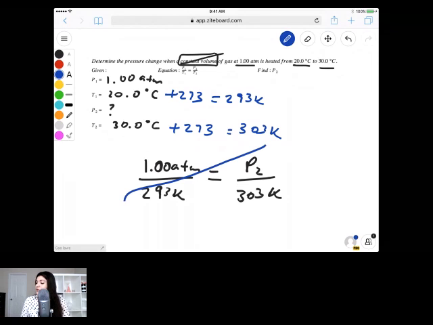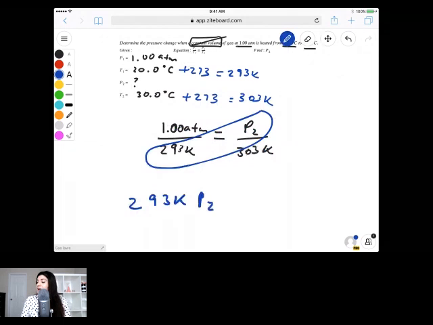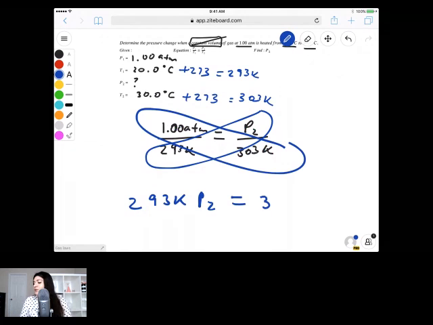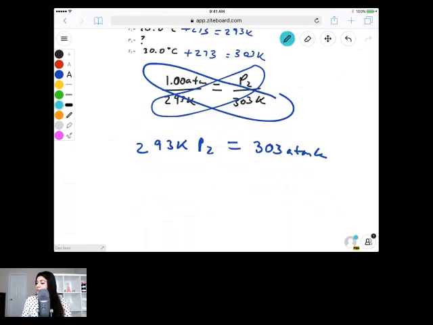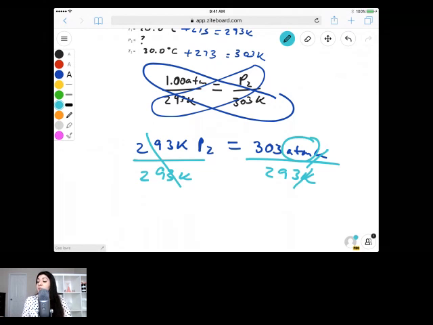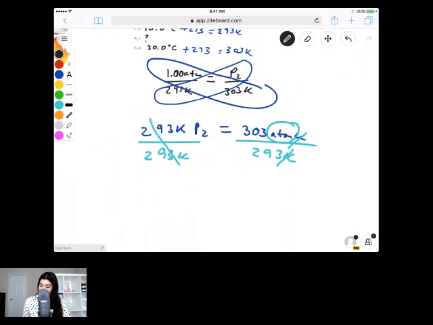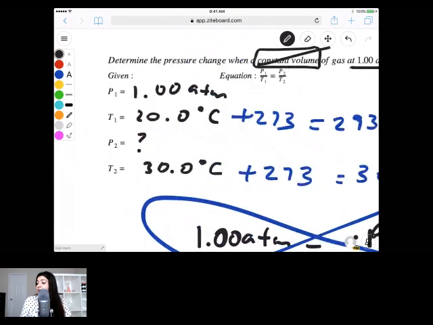Cross multiply. So cross multiplying, we will get 293 Kelvin times P2. And that's equal to 1 times 303. So really it's just 303 atmospheres Kelvin. Divide and solve for P2. So dividing this over 293 Kelvin on either side, those then cancel, our Kelvin cancel, and we are just left with atmospheres, which is what we're solving for. So let's see what we get. So 303 divided by 293. And our pressure is 1.03 atmospheres. And let's double check if 3 sig figs is correct. And it is, right? All of these zeros do count. So 3 sig figs is what we round to.